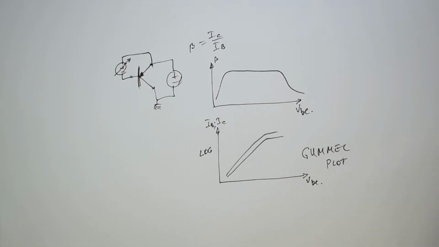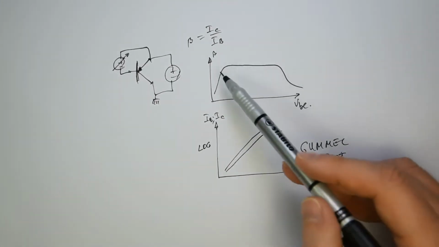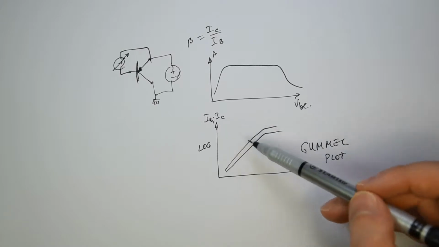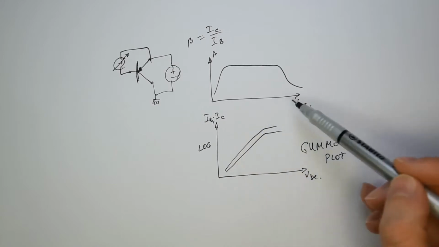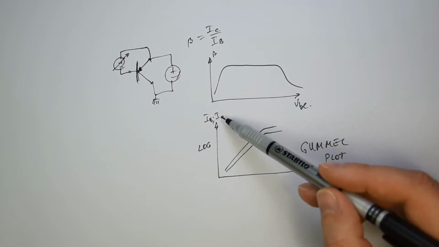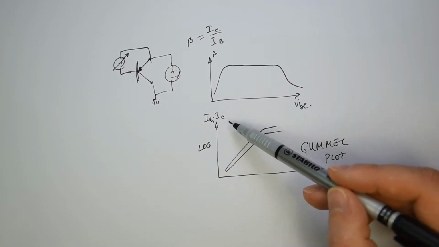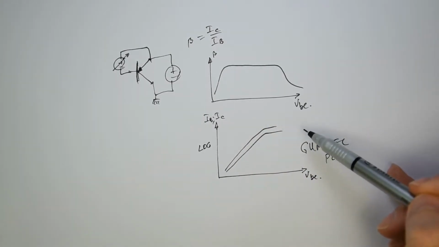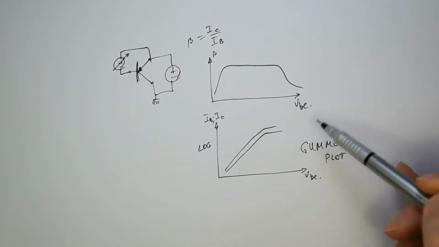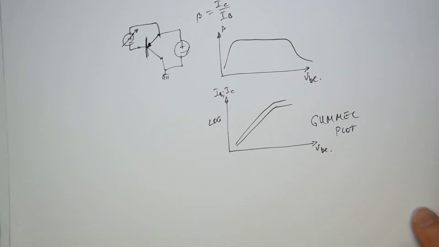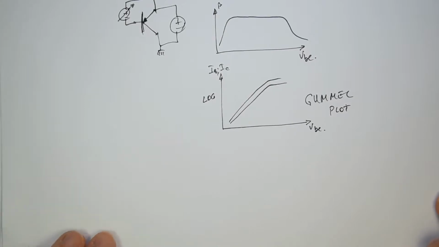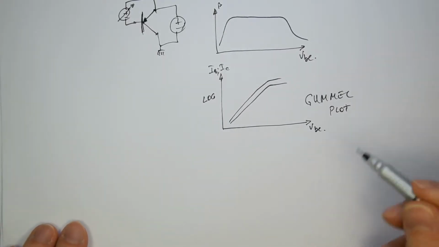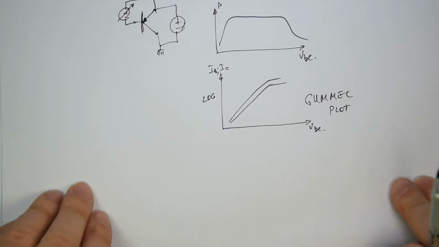Another way to characterize the beta is actually to plot the beta versus collector current. You can manipulate the plots so that you put current into the collector on the x-axis, but still it is not the best way. I know another way to do it. I think it's easier and also more intuitive. And let's put it here on this paper.